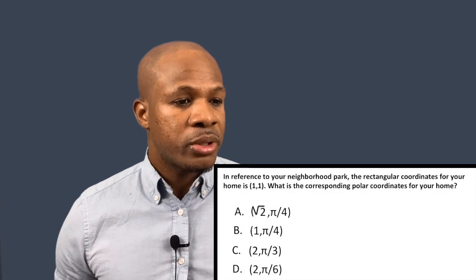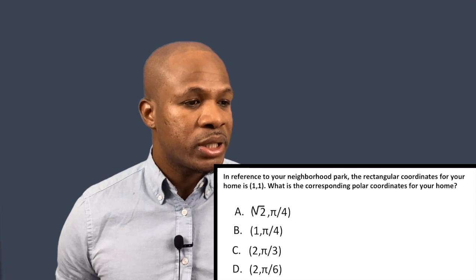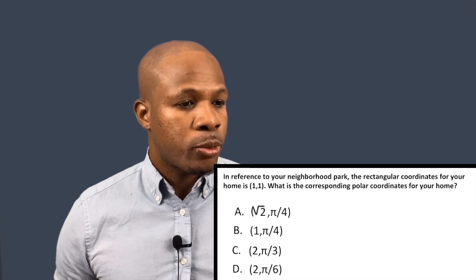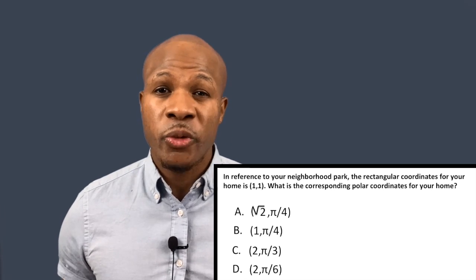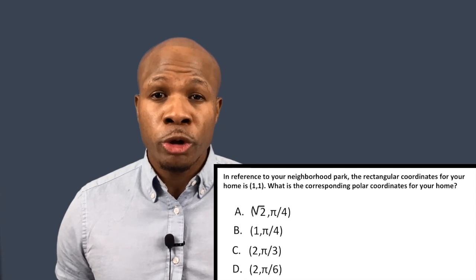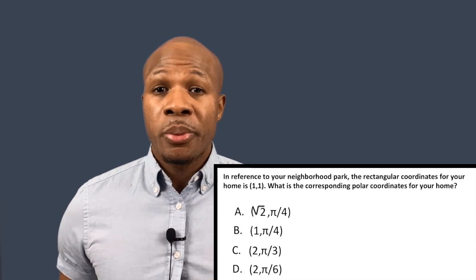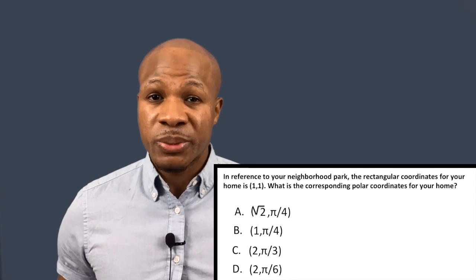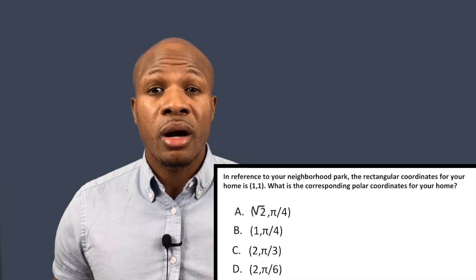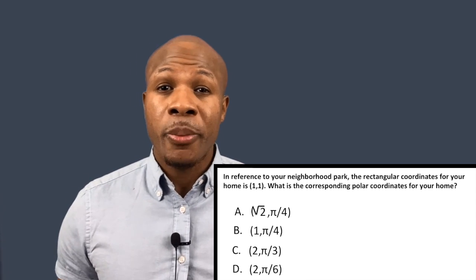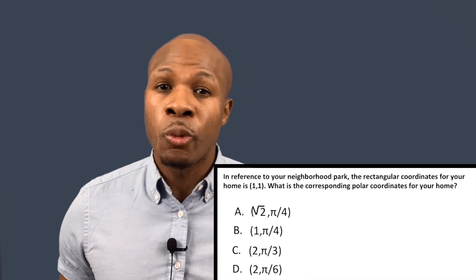Question 2 says, in reference to your neighborhood park, the rectangular coordinate system for your home is 1, 1. What is the corresponding polar coordinates for your home? Let's make sure we understand this question. We have moved the origin from our house over to a park in our neighborhood. So the park is the reference point. In reference to the park, our home is located at a point 1, 1. So to get home from the park, I would have to walk 1 block east and 1 block north.